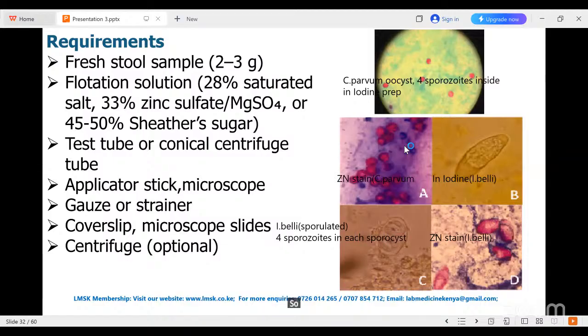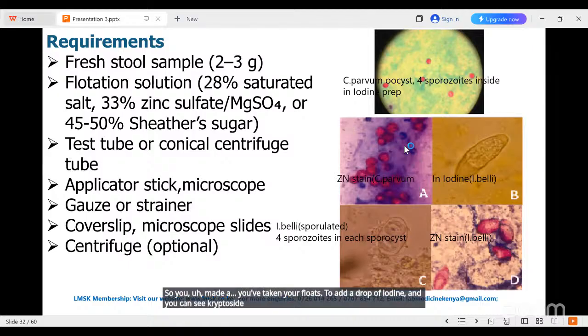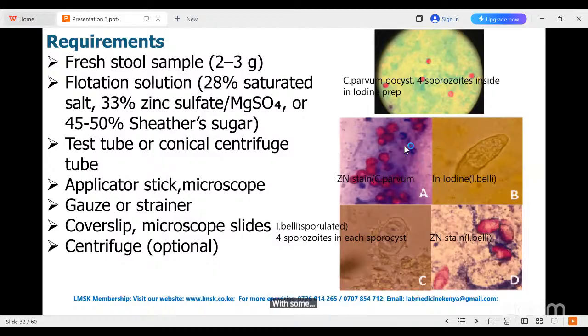So this is just a demonstration of Cryptosporidium parvum oocyst, which has 4 sporozoites inside. This is an iodine prep, far end. On top, that is an iodine prep. So you've taken your floats, you add a drop of iodine, and you can see Cryptosporidium parvum. These are coccidian with some oocysts, which have sporozoites inside, 4 sporozoites inside. And down here, you can see we have a Zn from the same. You can still prepare Zn.